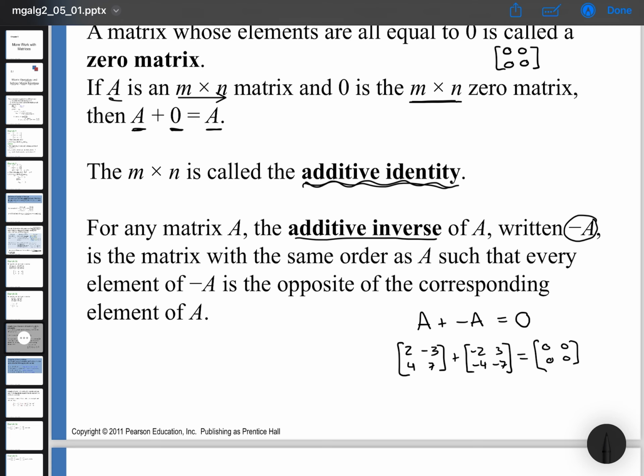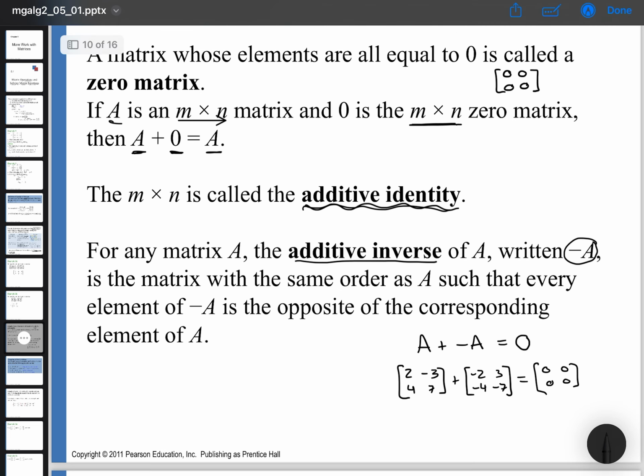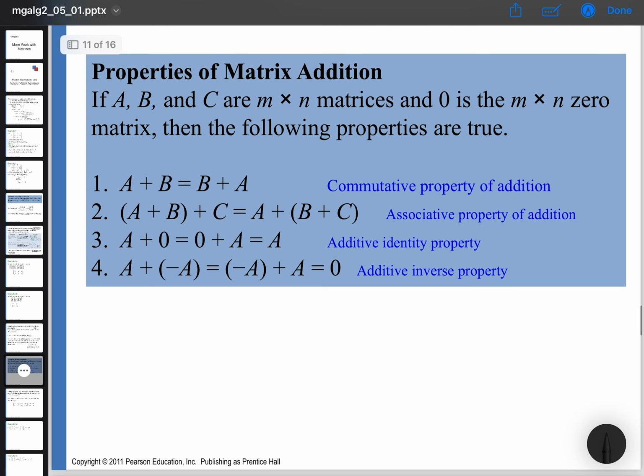Here are a few more properties on the next slide. Again, pause this video as you need to write down what you need to. Take your time with this today. It is a lot of content, and then we'll get into more problems in the coming days. So, properties of matrix addition. If A, B, and C are m by n matrices and 0 is the m by n zero matrix, then the following properties are true.